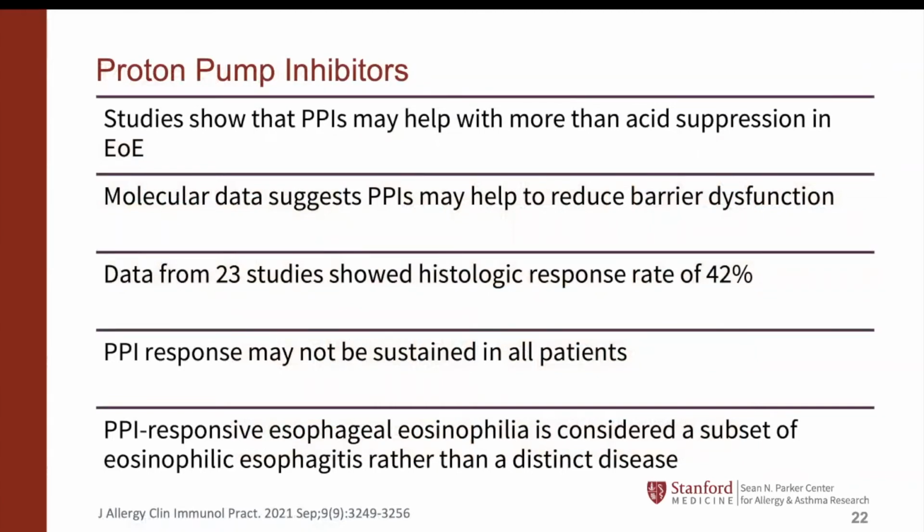Next, I'm going to move on to proton pump inhibitors or PPIs. These drugs have been commonly used to treat gastroesophageal reflux disease, and they help to suppress acid in the stomach. And there's data that suggests that it does more than just acid suppression in EOE, that it may also help to reduce some of those changes that I talked about earlier. So it helps to reduce the barrier dysfunction and the histologic response rate from 23 studies was about 42%.